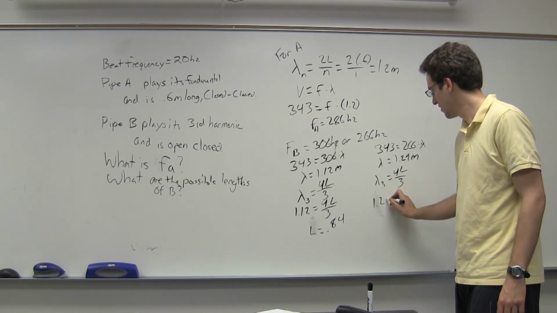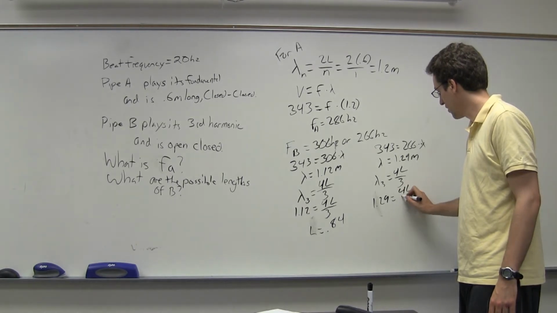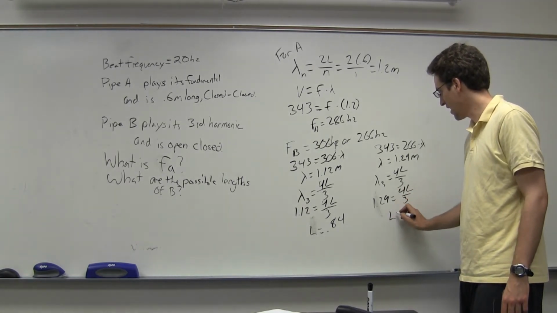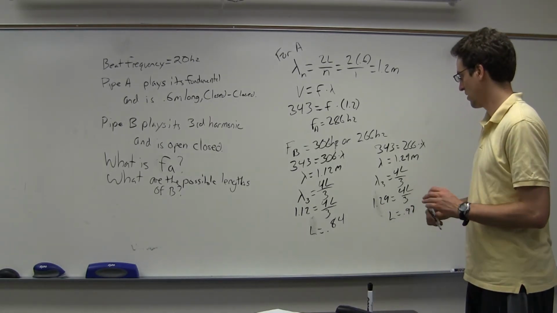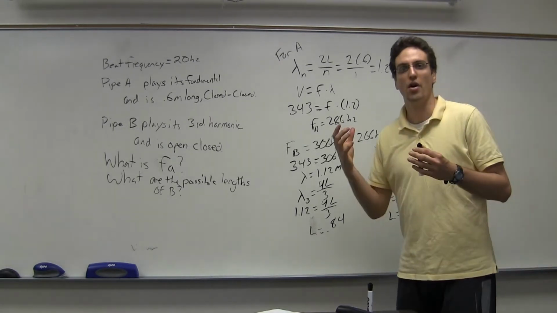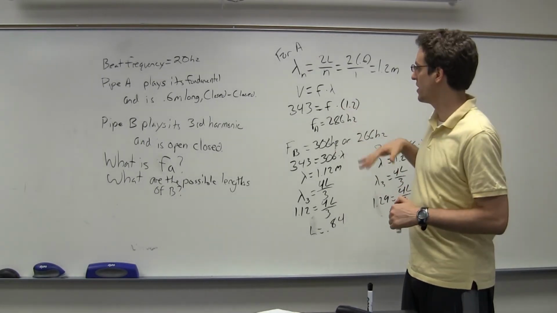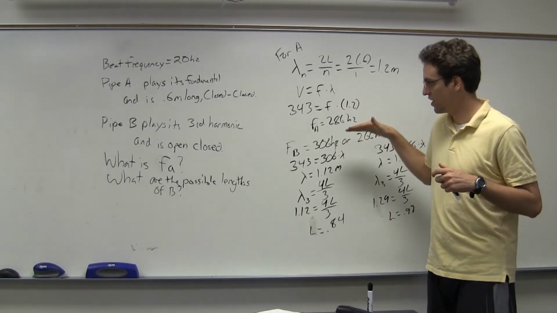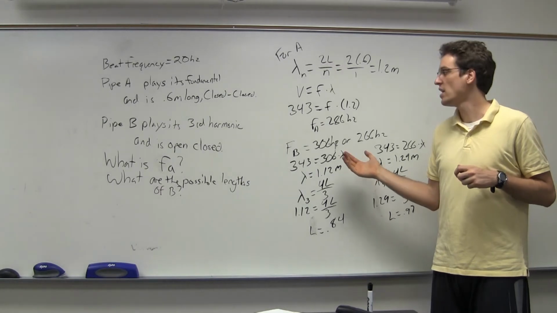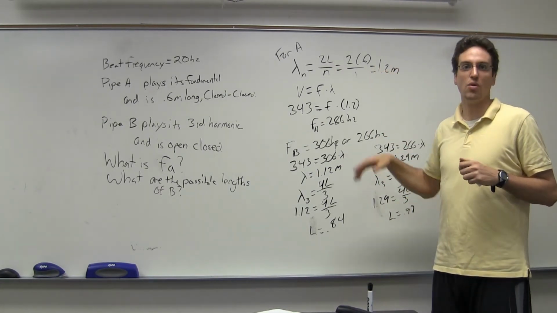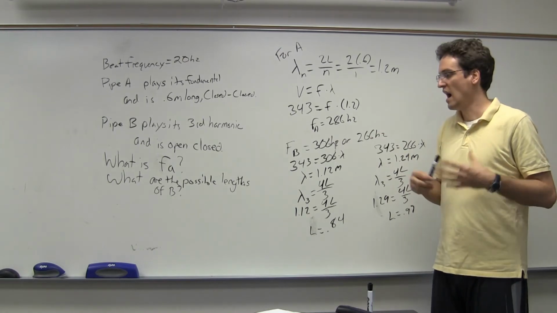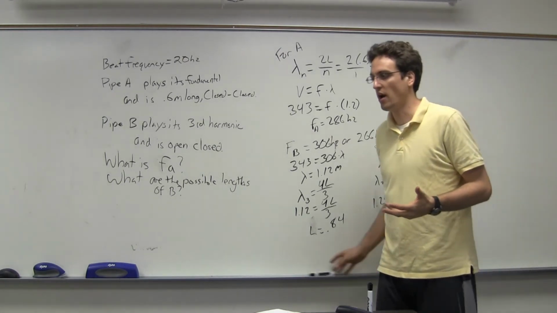Or 1.29 equals 4L over 3, and L equals 0.97. So I was able to use the beat frequency along with my standing wave information to find the lengths of this second pipe, even though I only knew the length of the first pipe. And that's one of the standard beat frequency problems.